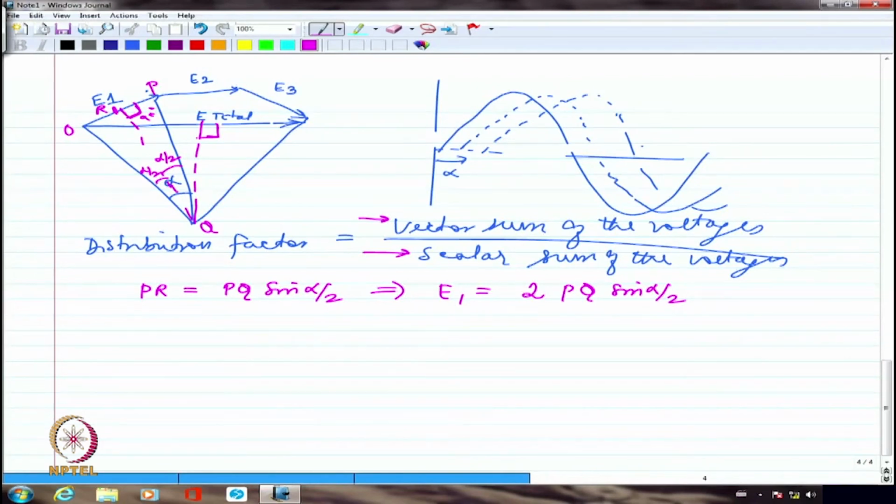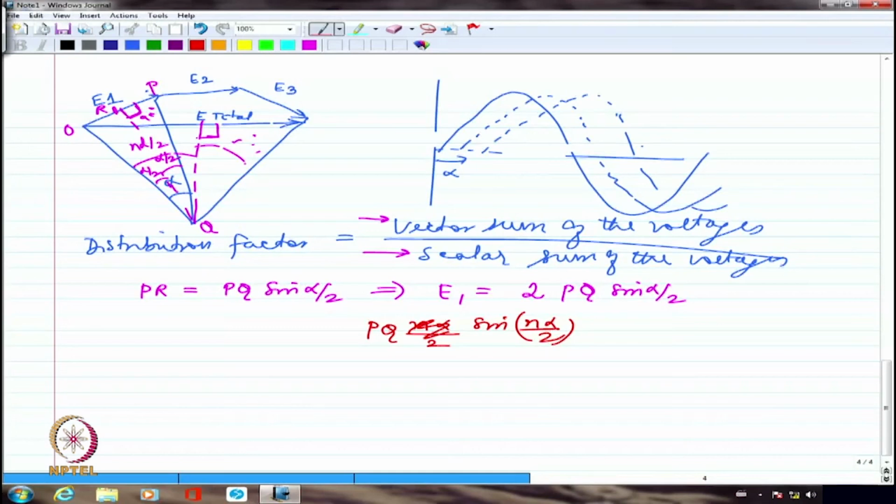So I should be able to write this as n alpha by 2 and this also as n alpha by 2. Here I have considered only 3 of them, but there will be n such things in a bigger machine. So I'm going to have n alpha by 2 multiplied by PQ or OQ, all of them being radii of the machine. So I should be able to write PQ multiplied by sine of n alpha by 2.